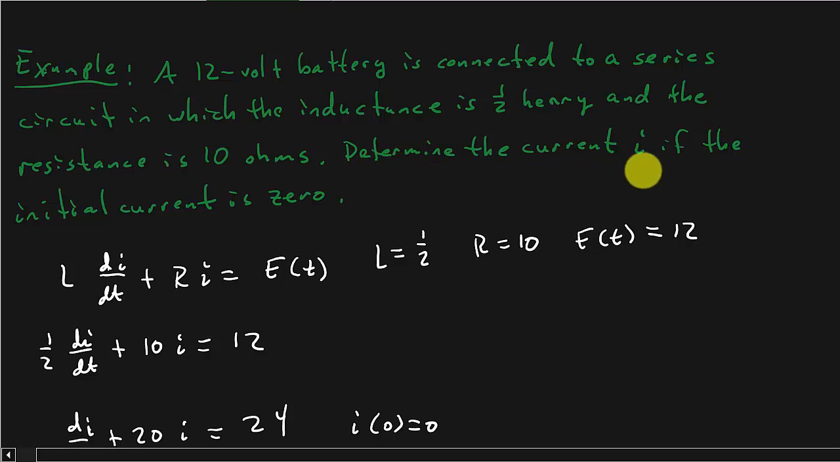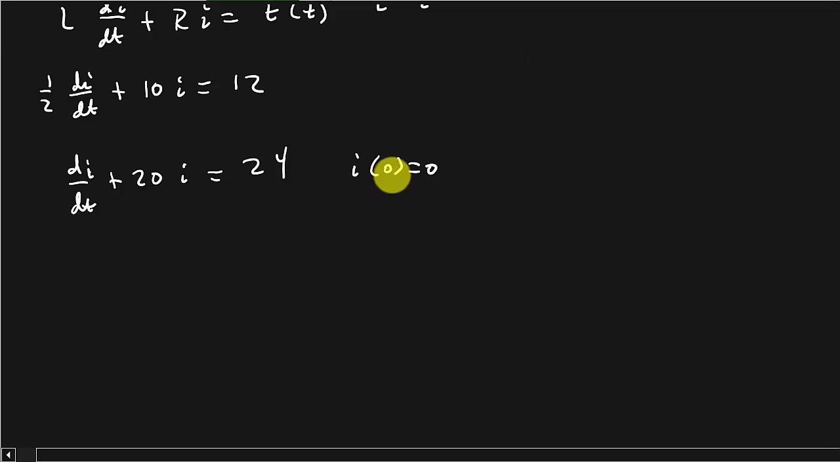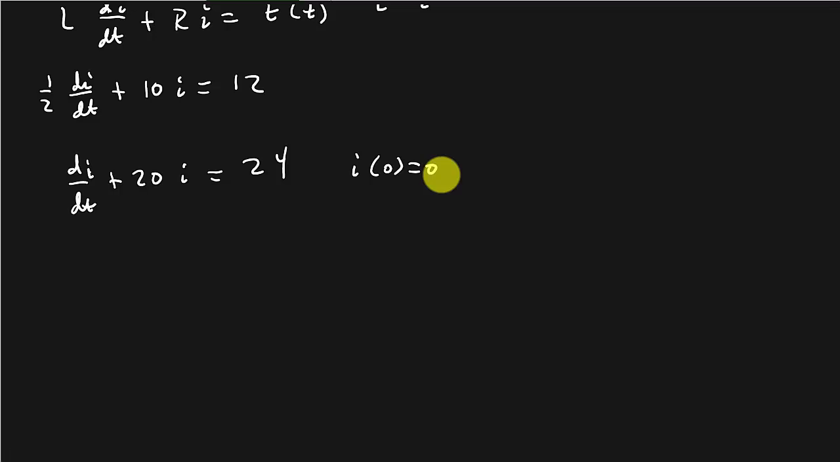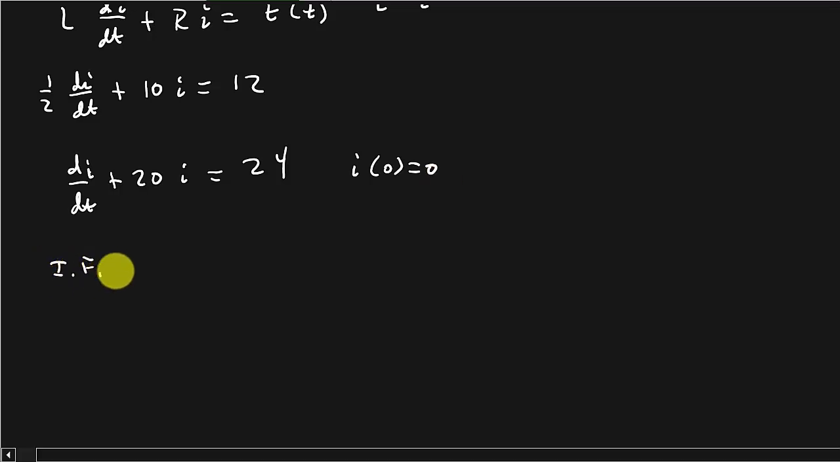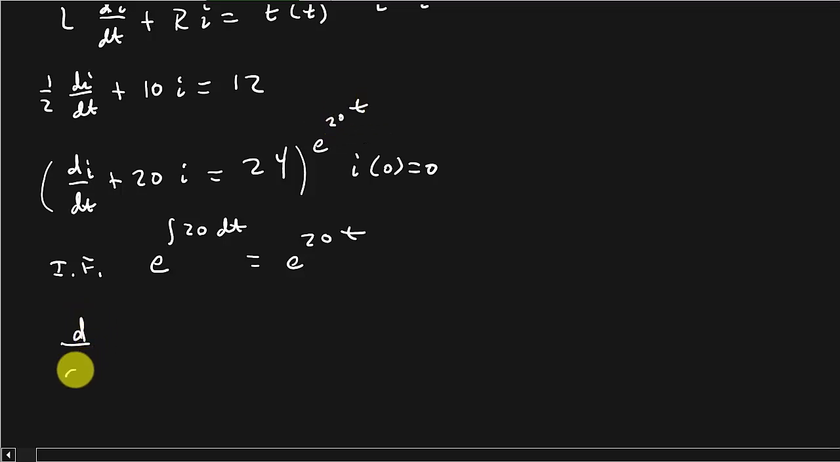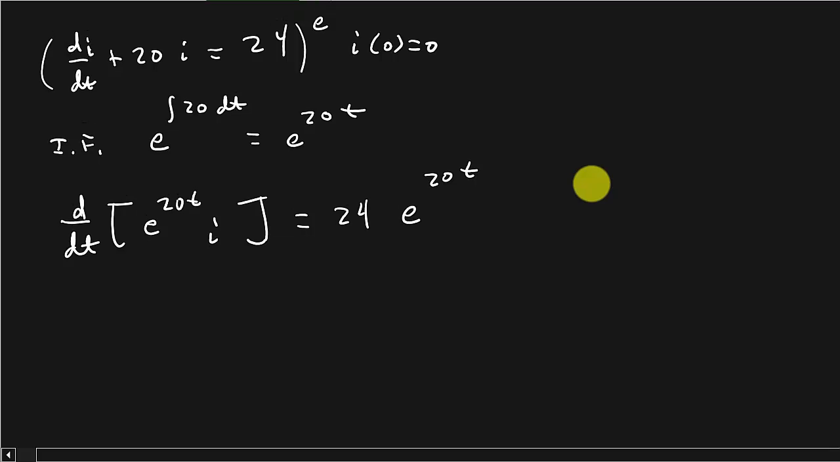Determine the current I if the initial current is 0. So at time t equals 0, the initial current was 0. All right, so we'll go through this kind of quick. The integrating factor is e to the integral of 20 dt, which is e to the 20t. Multiply both sides by e to the 20t. So we know over here that's d/dt of e to the 20t times I equals 24 e to the 20t. Now we're going to integrate both sides.